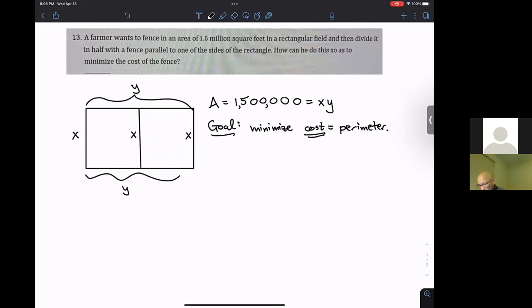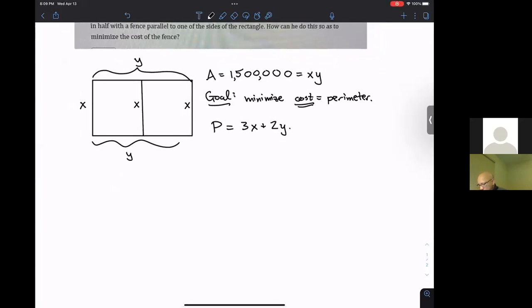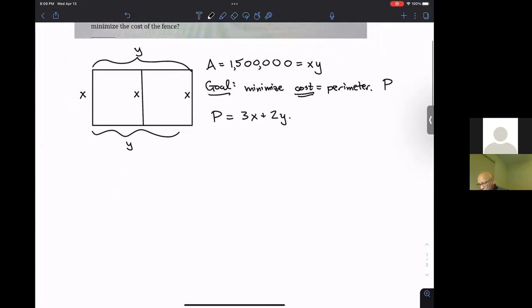Okay, and so I can actually write that down, right? The perimeter P of all the shape, well, if I count up all the side lengths, I have 3 X's plus 2 Y's. So it's not your typical perimeter of a rectangle, right? I have that middle line, which gives me an extra X. And that's my goal, is I'm going to minimize P. Okay, right now P is defined in terms of X and Y.